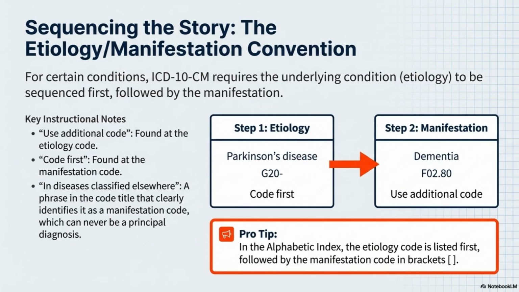Some conditions require two codes, one for the underlying cause, and one for the manifestation. The etiology code will include a "use additional code" note. The manifestation code will include a "code first" note. Manifestation codes often contain the phrase "in diseases classified elsewhere," and they can never be listed as the principal diagnosis. In the alphabetic index, the etiology code appears first, followed by the manifestation code in brackets.